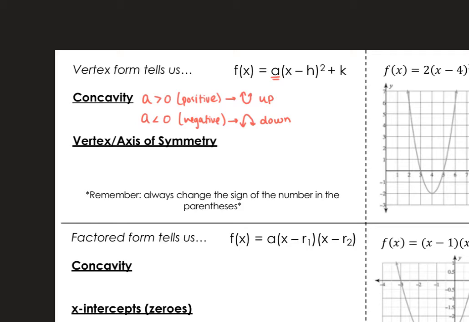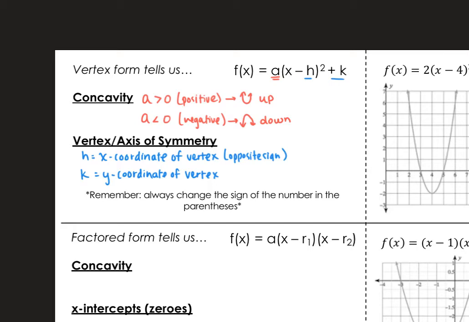So for the vertex, we're going to look at h and k, and h is going to be the x-coordinate of the vertex, and k is going to be the y-coordinate. And just like with circles, remember if it's inside the parentheses, we're going to do the opposite sign. So h, the x-coordinate of the vertex, is always going to be the opposite sign of whatever's inside the parentheses since there's a minus sign there.